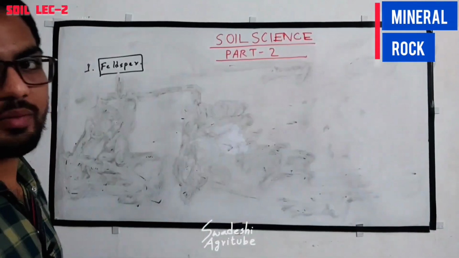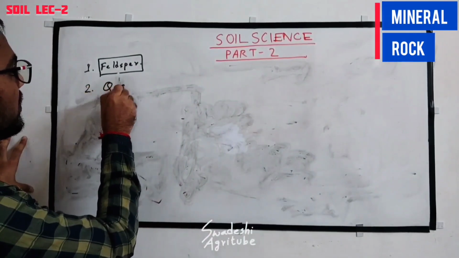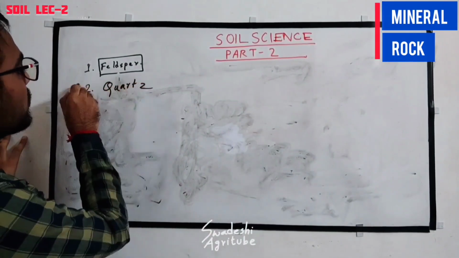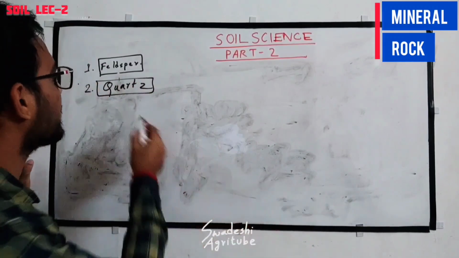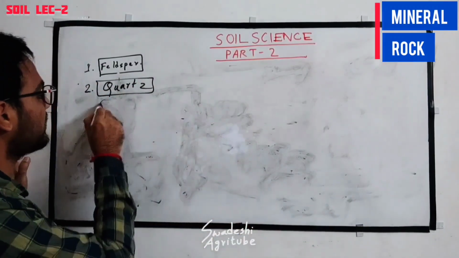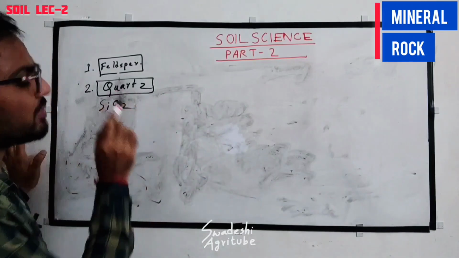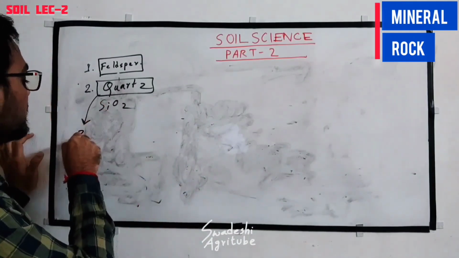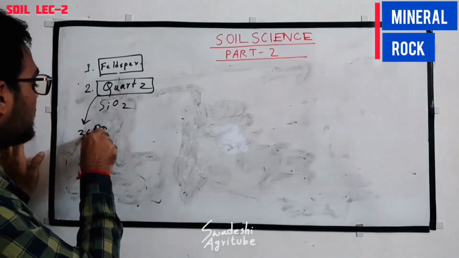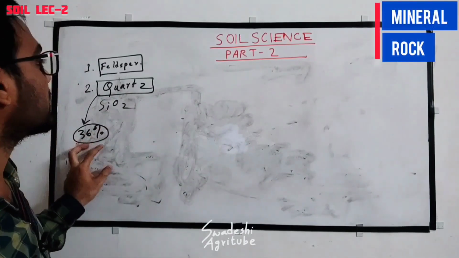Now the second important mineral I am going to discuss is quartz. Again there are three important points you have to remember regarding quartz. First of all, the chemical formula. This is simple: SiO2, silicon oxide. Of the total minerals present in the earth's crust, quartz forms 36%.